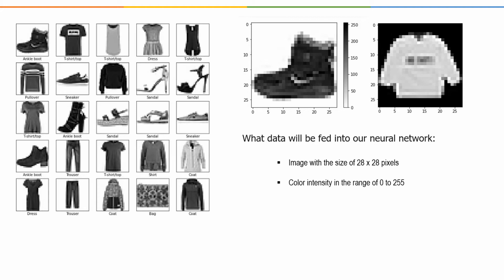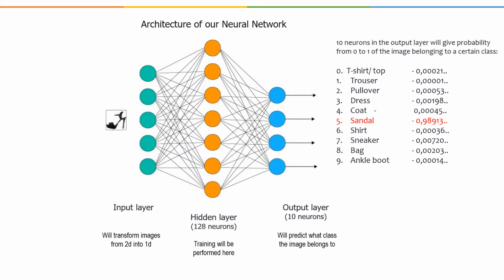Alright then, let's move on. The architecture of our neural network will be very simple. It will consist of only three layers: the input layer, one hidden layer, and the output layer. The input layer will only transform our two-dimensional images into one-dimensional array. The next layer will consist of 128 neurons, and this number can actually be changed. For example, you can make 512 or 800, and the output layer will consist of 10 neurons, because we have 10 different classes of clothes.